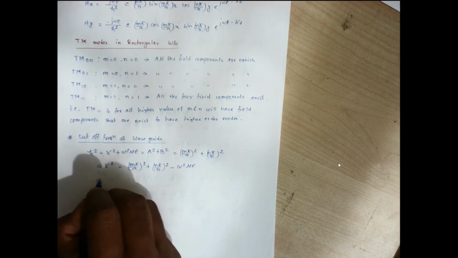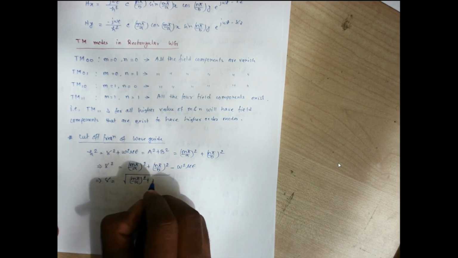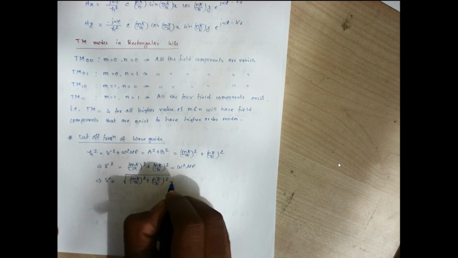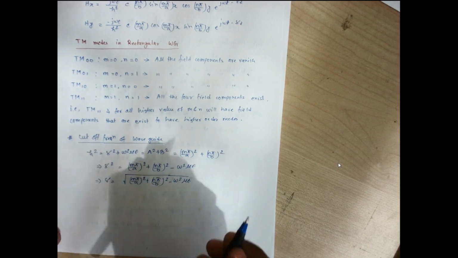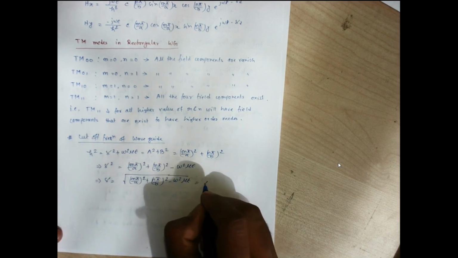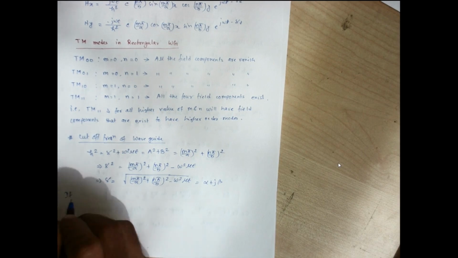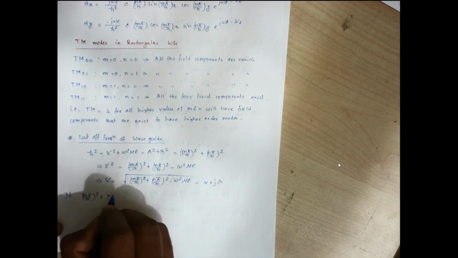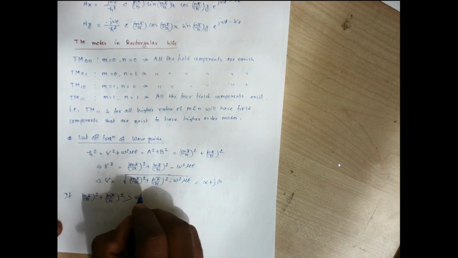What is this gamma? Gamma is root over m pi by a whole square plus n pi by b whole square minus omega square mu epsilon. And again this gamma, we know, is equal to alpha plus j beta. Alpha is the attenuation constant, beta is the phase shift constant. Now let us check: if m pi by a whole square plus n pi by b whole square is greater than omega square mu epsilon, then what will happen?